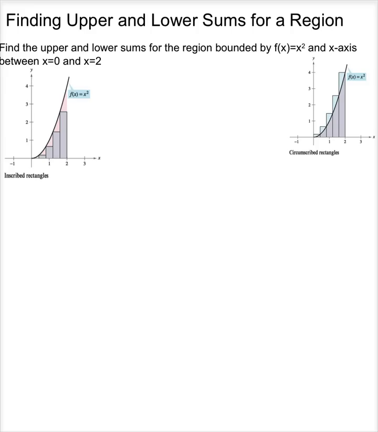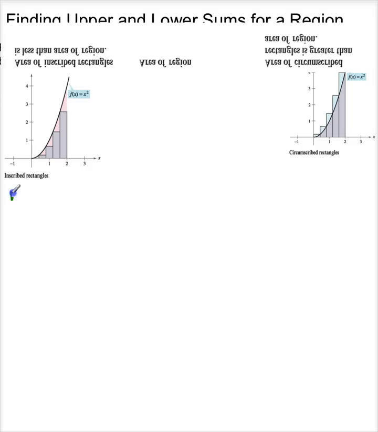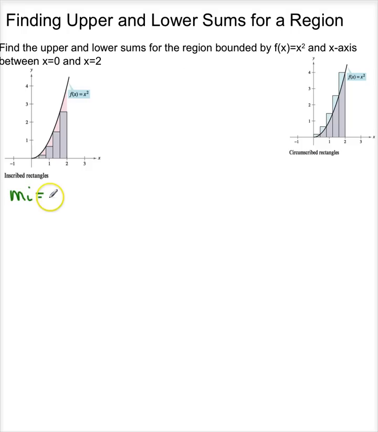Now let's just look at an example here and see if we can find the upper and lower sums for this particular region. And the region is f of x equals x squared, between x equals 0 and x equals 2. Now, let me do the inscribed first. I want to use the left endpoint. If I use the left endpoint, then m sub i is equal to, what is it?